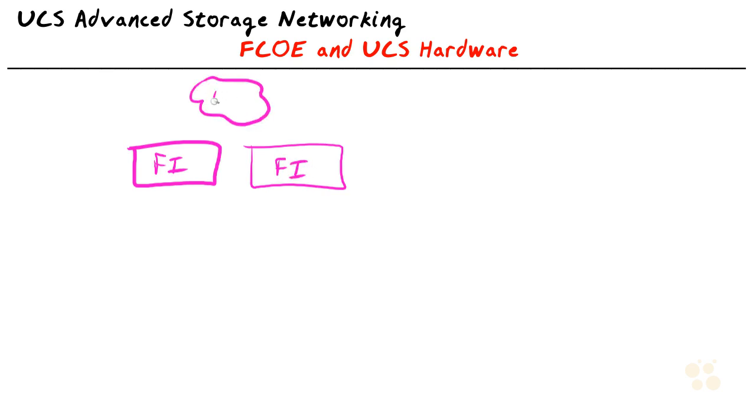Now, we have connectivity up to the LAN, which implies the Ethernet world, and then typically we have SAN connectivity, and that SAN connectivity can be native Fibre Channel. I'll draw FC over here on the right, and connection up to each one. So this would be fabric A, and this would be fabric B. So where does Fibre Channel over Ethernet live in all of this? Well, a couple of places.